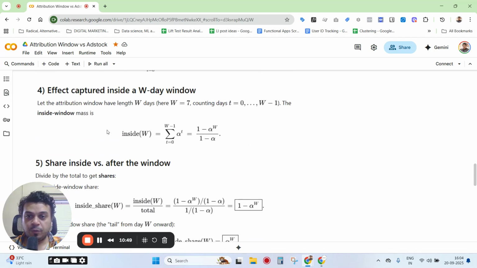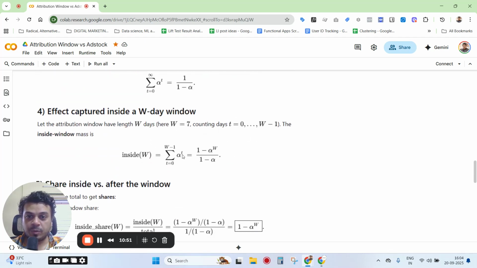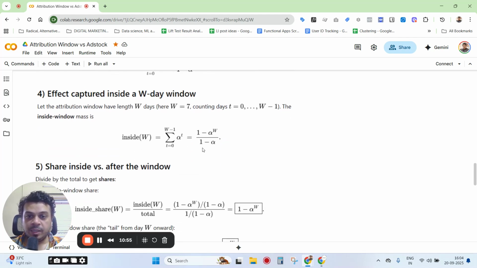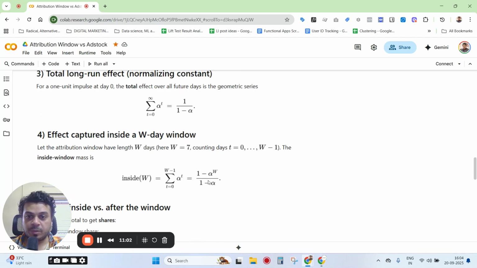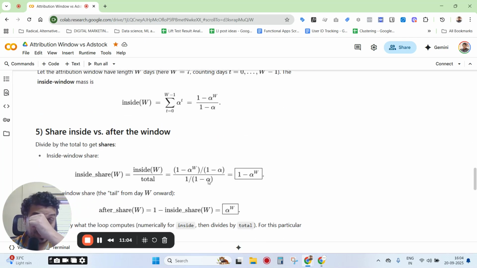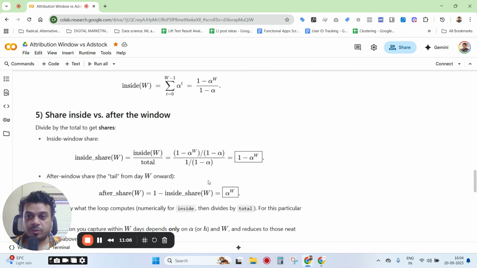And then if you want it within a finite range, suppose within a window, which is what we were comparing, the attribution window of say w equal to 7, then it becomes 1 minus alpha to the power w by 1 minus alpha. Essentially, in the numerator you also have this particular factor here. This is a property of summation of a geometric series.